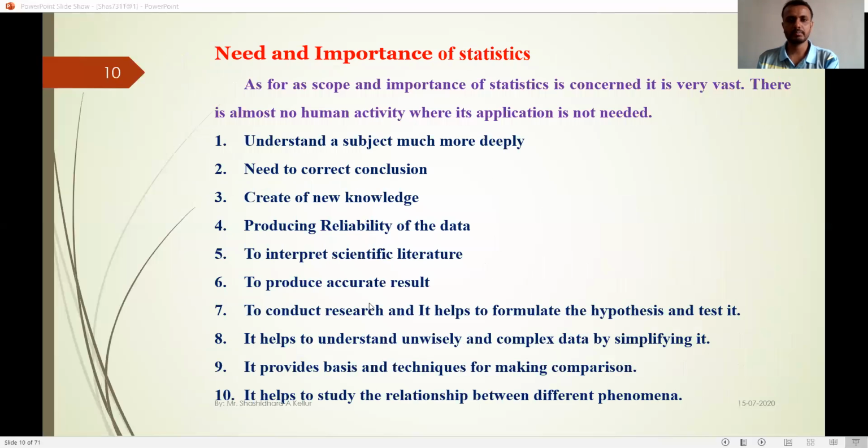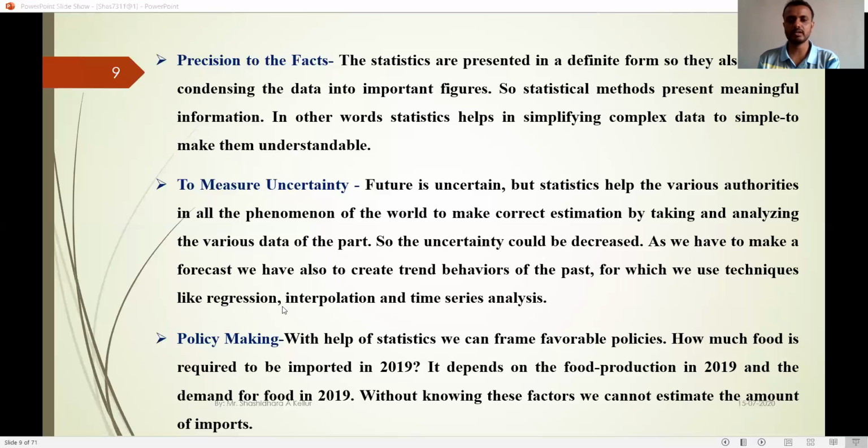And another and last principal function of statistics: policy making. With the help of statistics, we can frame favorable policies. How much food is required to be imported in 2019? It depends on the food production in the year and the demand for food in the year. Without knowing these factors, we cannot estimate the amount of imports.